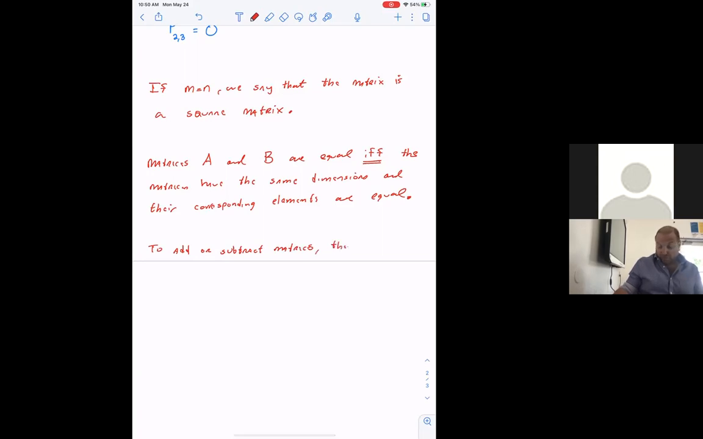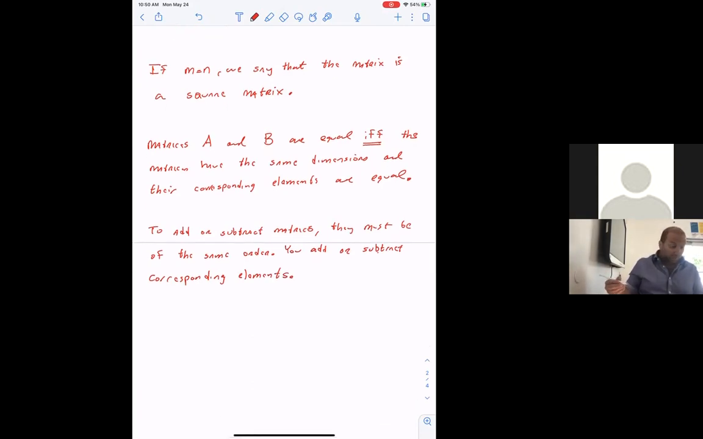Okay. To add or subtract matrices, they must be of the same order. They must be of the same order. And then you add or subtract corresponding elements. So we are now defining what it means to subtract and add matrices.